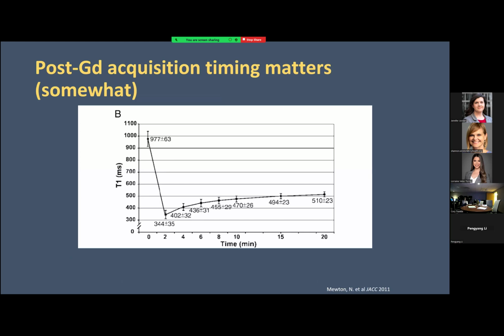In terms of our post-contrast acquisition, if we're doing post-contrast T1 mapping, the timing from contrast injection does matter somewhat. We know that there's a steady state that gets reached around 15 minutes, and there's not much change after that based on the T1 recovery curve. So we plan our studies so that we're measuring in a very consistent way time from contrast injection, so that we get less of an effect of timing influencing the T1 measurement.